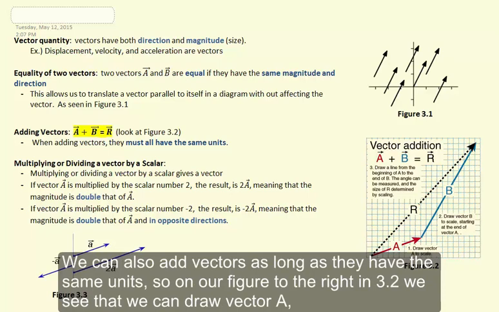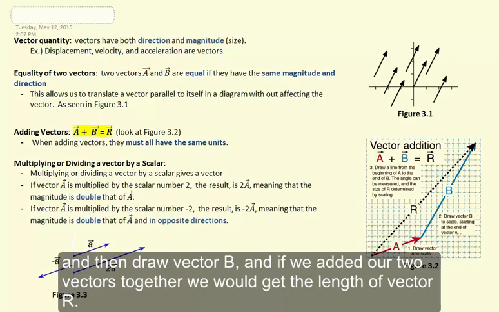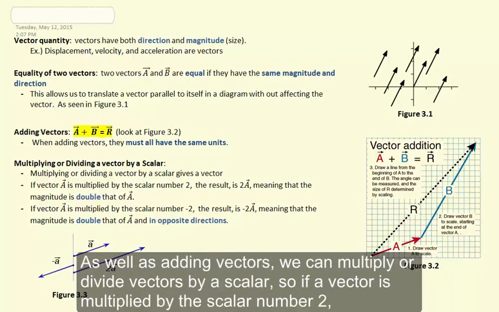So in our figure to the right in 3.2, we see that we can draw vector A and then draw vector B, and if we added our two vectors together, we would get the length of vector R. As well as adding vectors, we can multiply or divide vectors by a scalar.